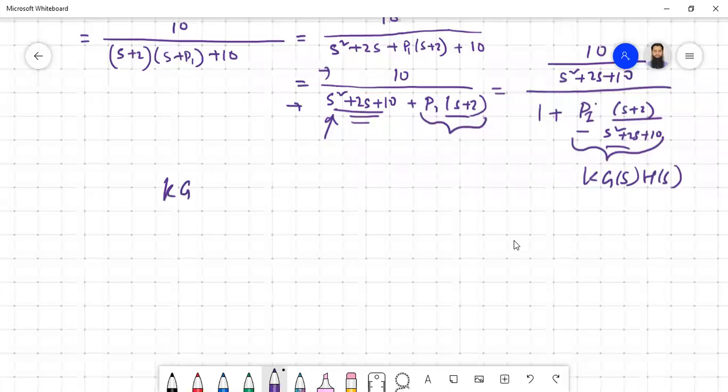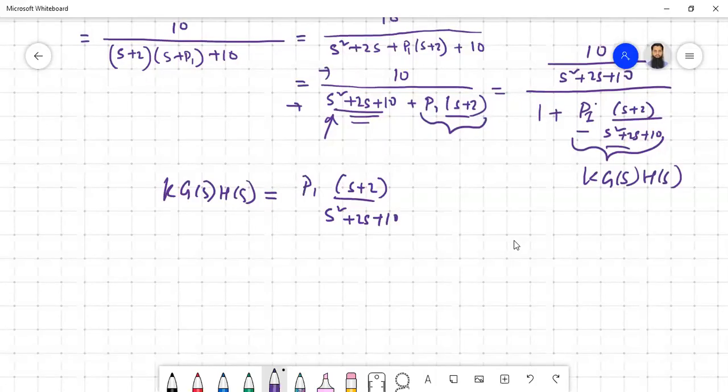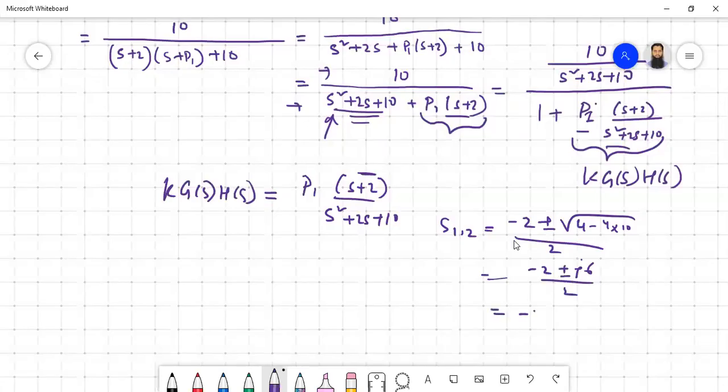So now if you plot your transfer function, the root locus, then this time K G of S H of S, K is actually here P1, so P1 (s plus 2) over (s square plus twice s plus 10). Okay, so pole 0 you can easily figure out. The pole location s1,2 will be eventually minus 2 plus minus the square root of 4 minus 4 into 10, so the square root of minus 36, divided by 2, which is minus 2 plus minus j6 by 2, basically minus 1 plus minus j3.